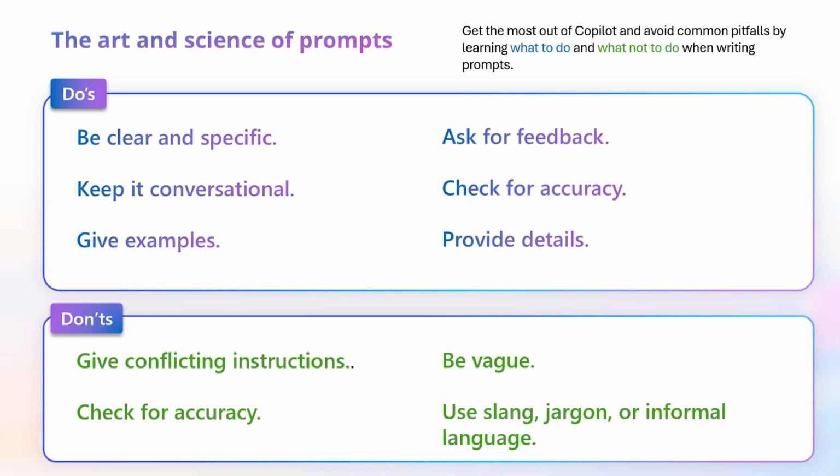The other don't is be vague. We have to be precise as to what we require from Copilot. And as well, avoid using slang, jargon, or informal language. We don't need to do that. We need to speak in proper, natural language that Copilot will be able to understand for us.